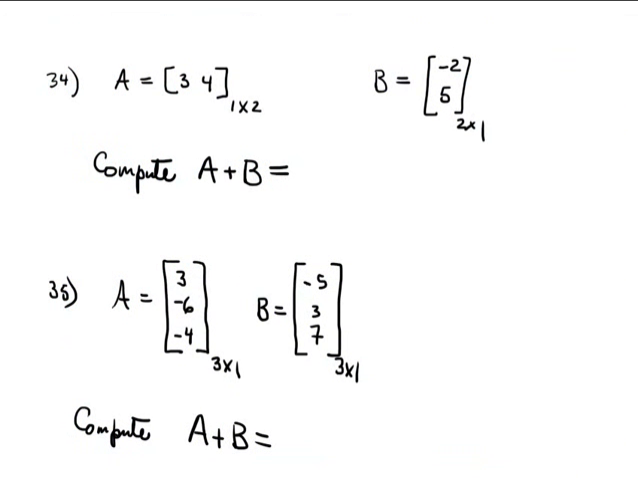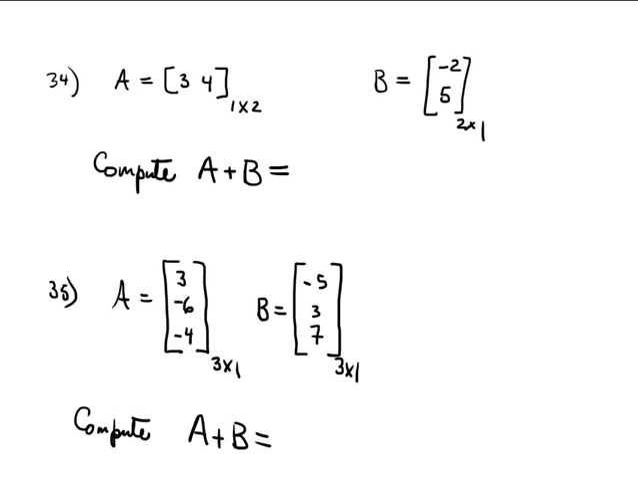Okay, questions 34 and 35 are the first two questions about matrix algebra. In this case we have two matrices. The first matrix is 3, 4, the dimension is 1 by 2, one row, two columns. And this is two rows and one column. And you need to compute the summation A plus B.